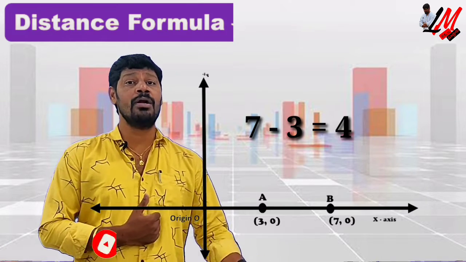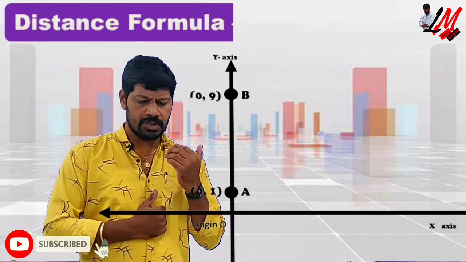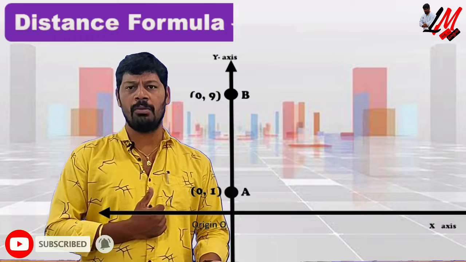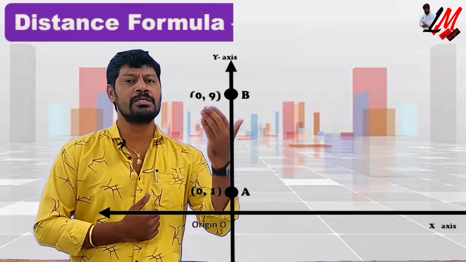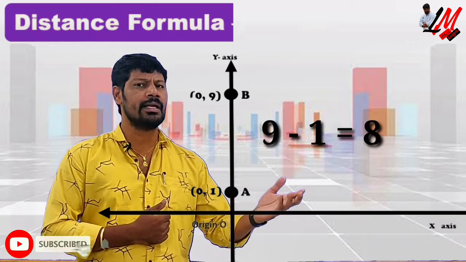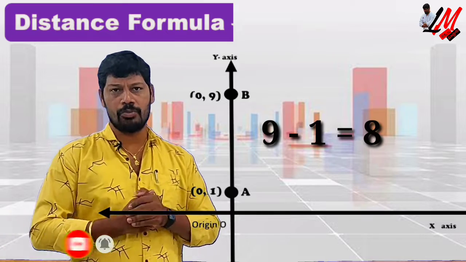Suppose both points are on the y-axis, how do they look? Suppose point A is (0,1) and point B is (0,9). Then the distance between these two points is simply 9 minus 1 is equal to 8 units.